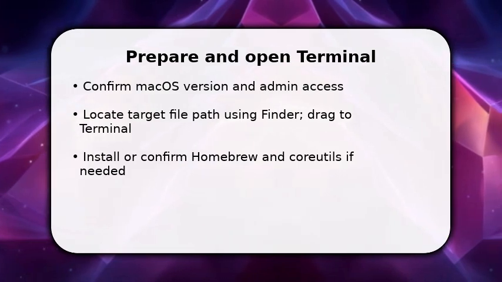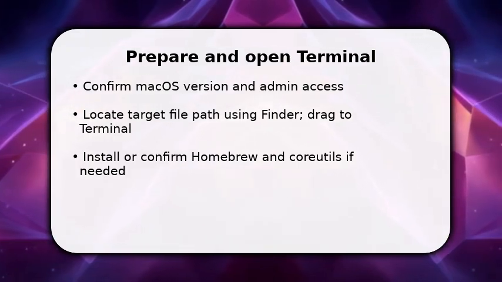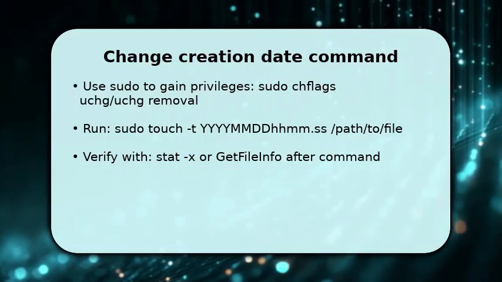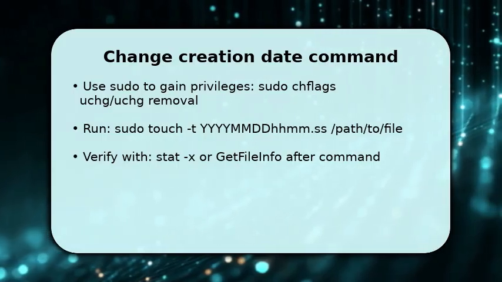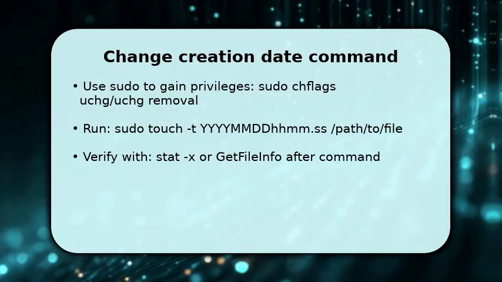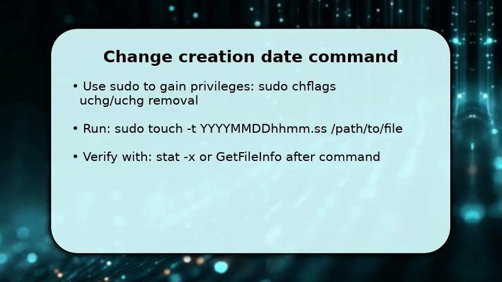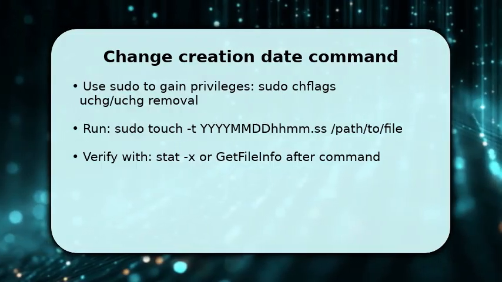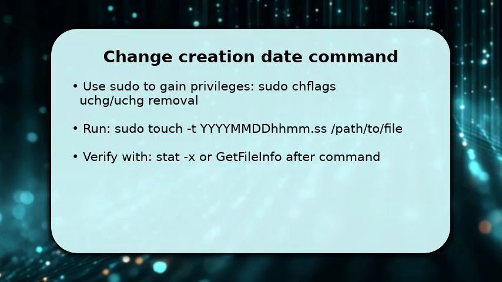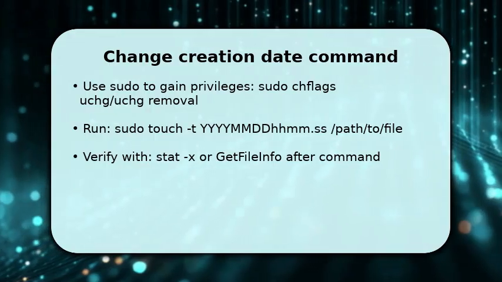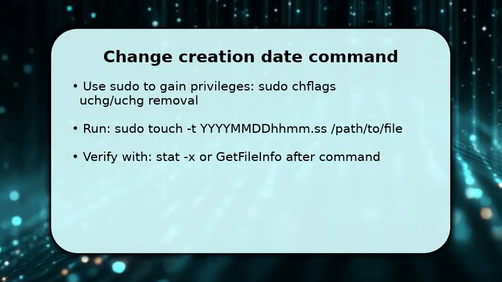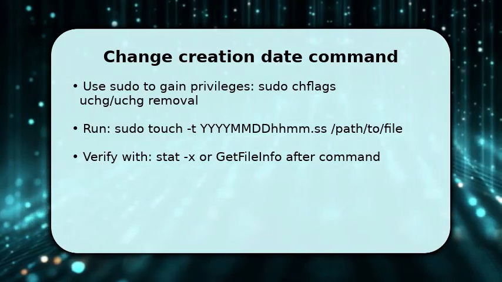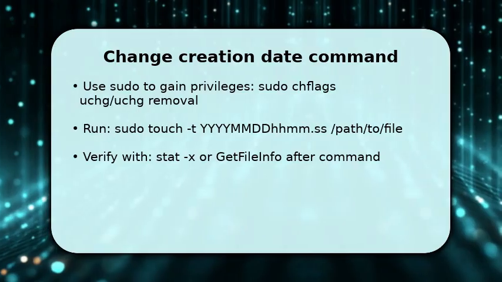Now you'll run the core command and understand why it works. Use sudo to ensure you can modify protected files. Some need the uchg flag removed first. Then run touch with -t followed by YYYYMMDDhhmm.SS to set the modification and access times. To change creation date specifically, use the macOS SetFile or AppleScript workaround because touch alone may not alter birth time. Once executed, verify changes with stat -x or GetFileInfo.